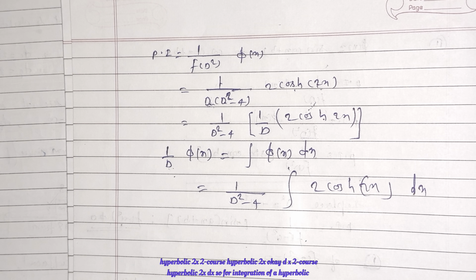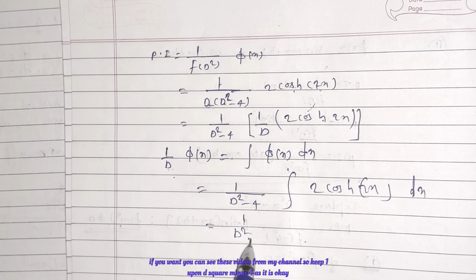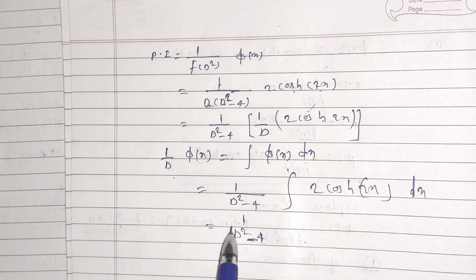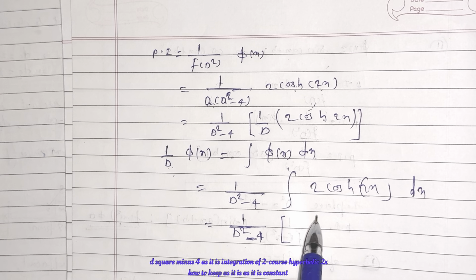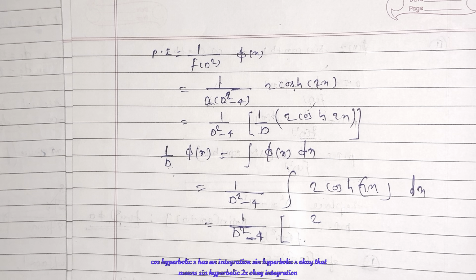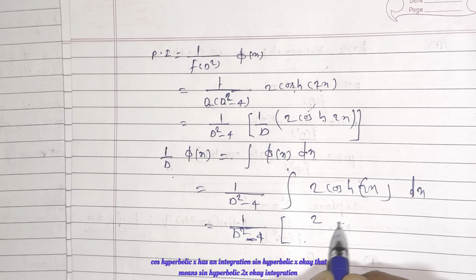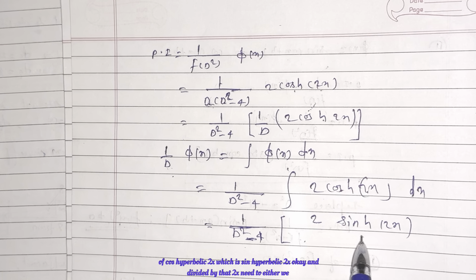For the integration of a hyperbolic function, I already explained a similar concept on my channel. So it's not that difficult. If you want, you can see these videos from my channel. So keep 1 upon D square minus 4 as it is. Now for the integration of 2 cos hyperbolic 2x, keep 2 as a constant. The integration of cos hyperbolic x is sine hyperbolic x, so the integration of cos hyperbolic 2x is sine hyperbolic 2x.